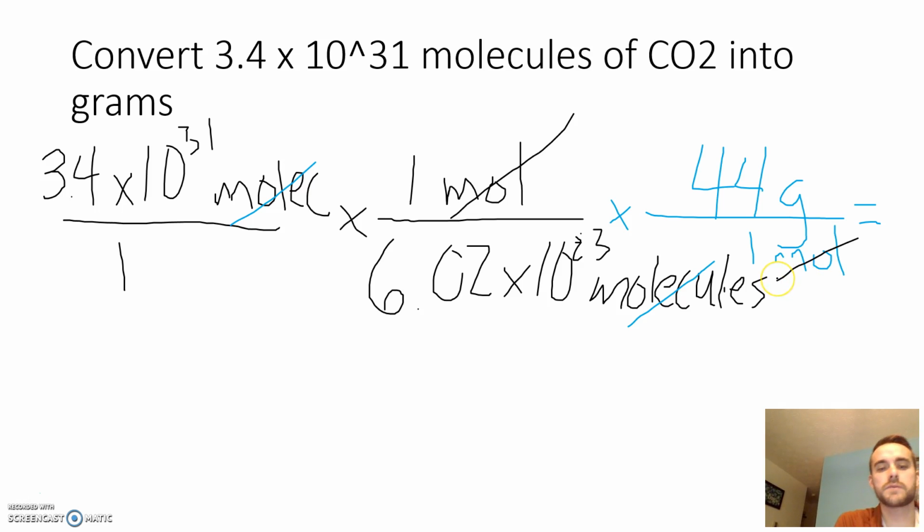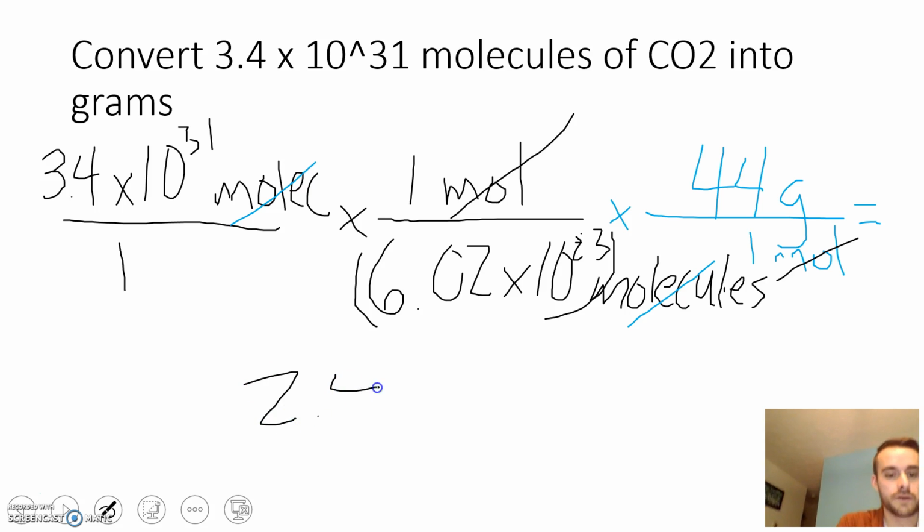And if I multiply the top, divide by the bottom, if you're plugging that into your calculator, make sure you put parentheses around the 6.02 times 10 to the 23rd like I just showed. And then if you punch that in, you should get this. 2.4 times 10 to the 9th grams. That's a G.